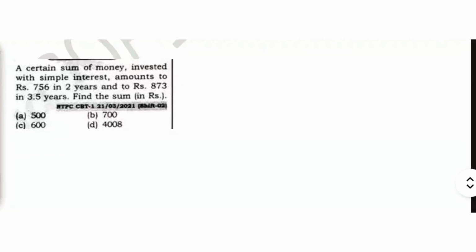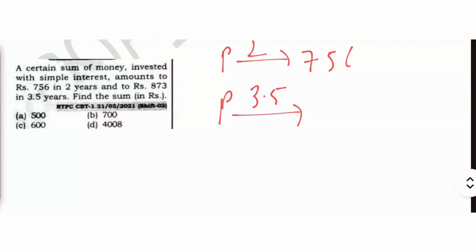A certain sum of money invested with simple interest amounts to rupees 756 in 2 years and 873 in 3.5 years. Find the sum. So guys, this is your principal. In 2 years, the amount becomes 756. Again, this is your same principal. In 3.5 years, it becomes 873. So what is the difference between these? The difference is nothing but 117.